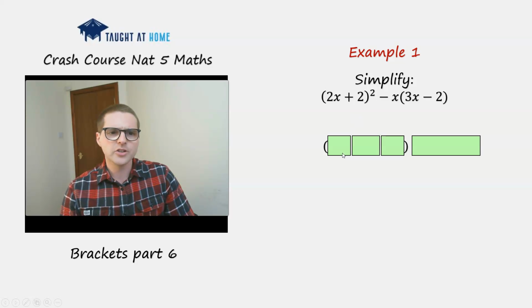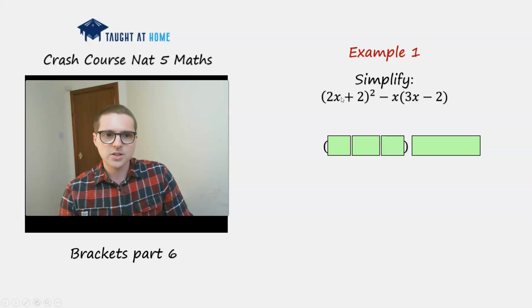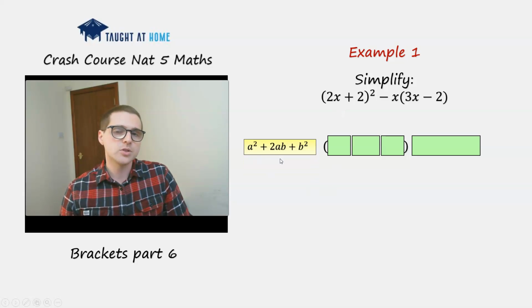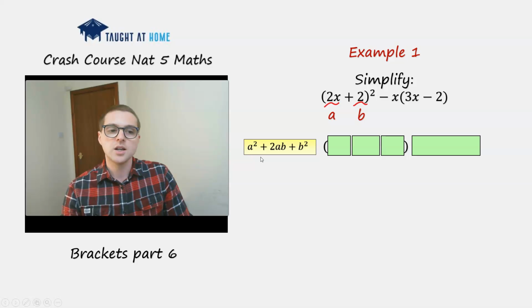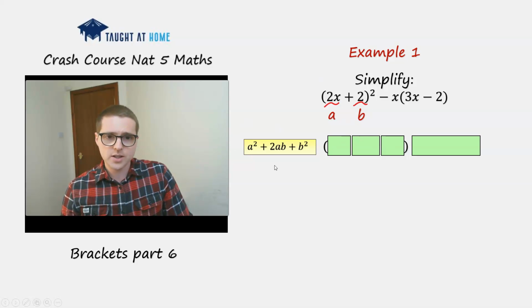In the first example, the first bracket, we can expand by taking each term in this and multiplying it by the entire bracket, or we can use the identity. I'll just remind you of that: it's a squared plus 2ab plus b squared. In this case, this one here is the a term, and the b term therefore is this term here, which is 2. And so now we can expand this using this formula.